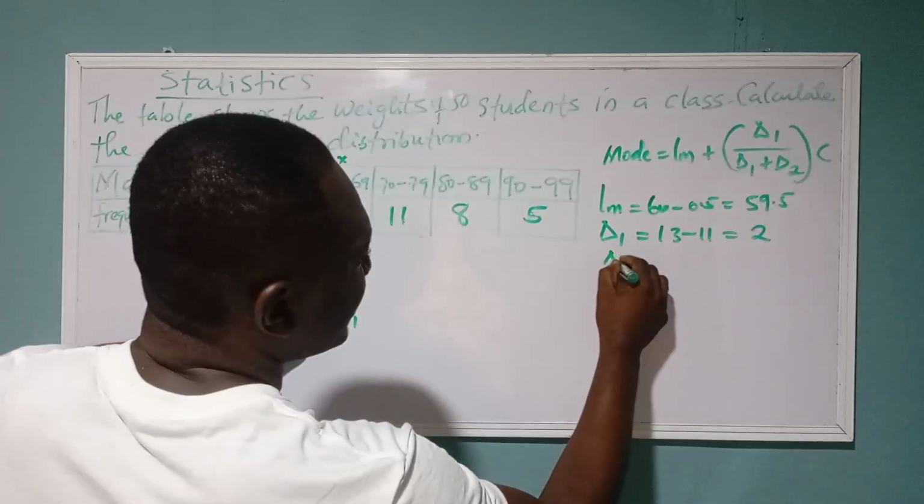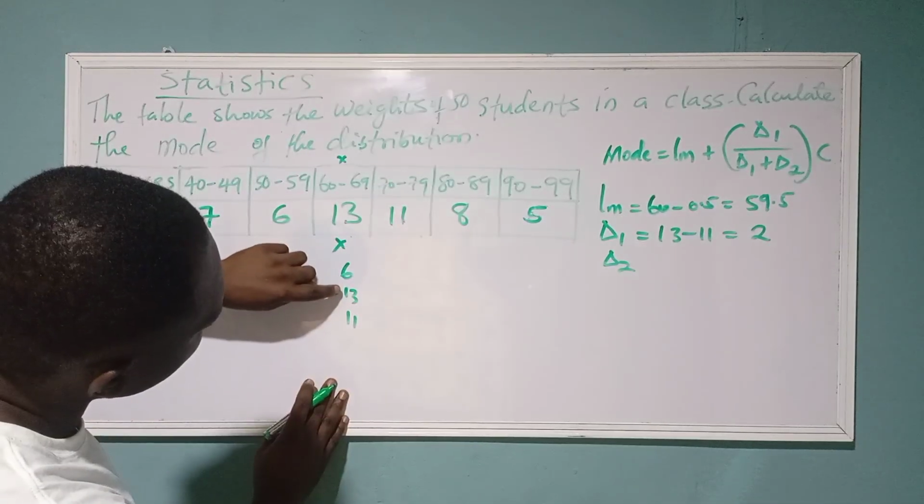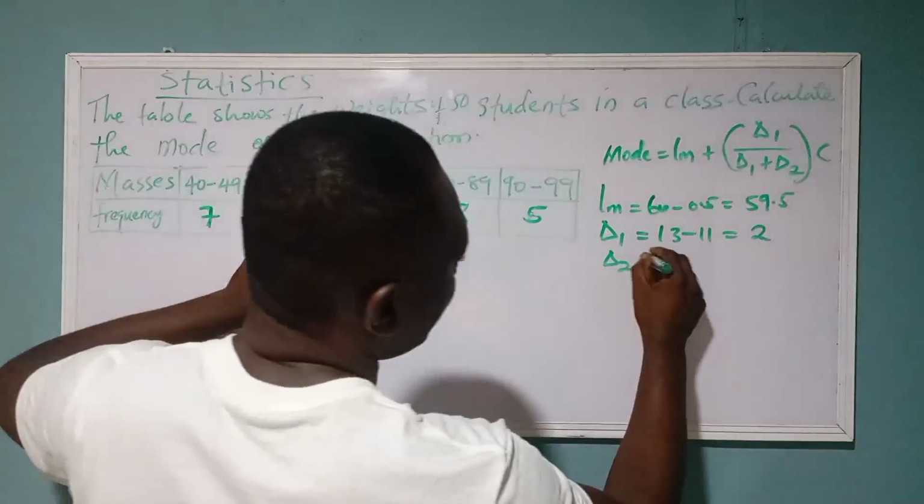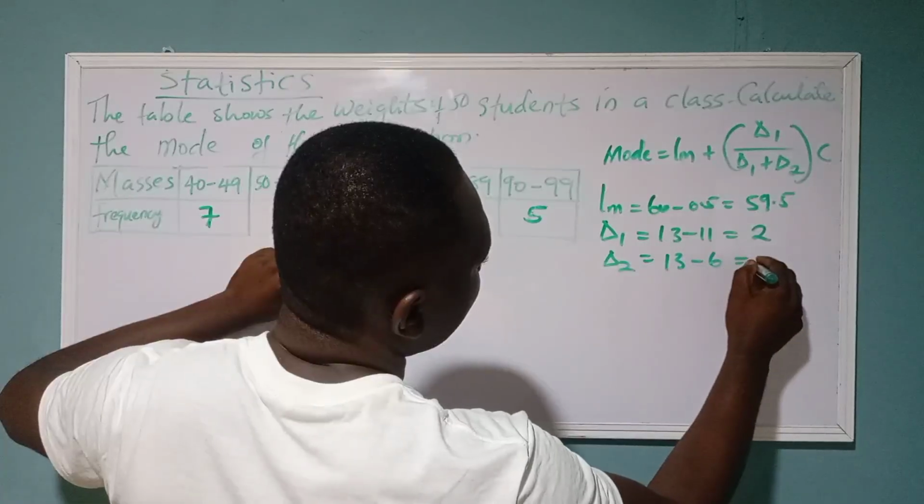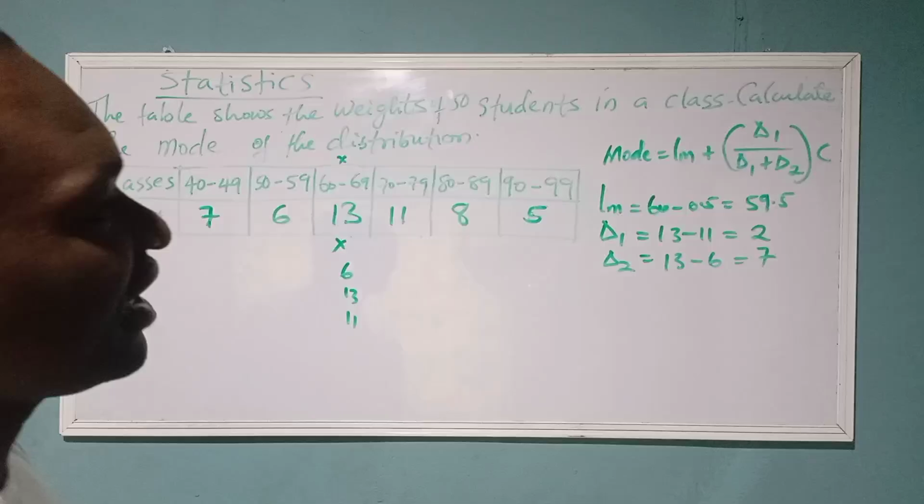Then we have delta 2. Delta 2 means you should take away, if you do 13 minus 6, and 13 minus 6 is going to give you what? 7. Okay, so these are our values.